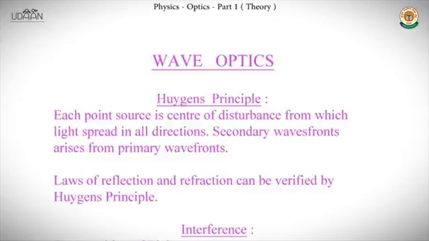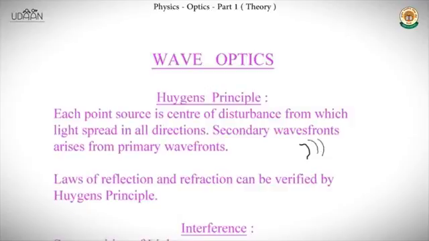Now, in wave optics, we will first start with the Huygens principle. The Huygens principle basically said that each point source is a center of disturbance from which light spreads in all directions, and the secondary wave fronts arise from the primary wave fronts. So these wave fronts are basically the wave form of light which travel in all directions, like this. The laws of reflection and refraction can be verified by the Huygens principle.